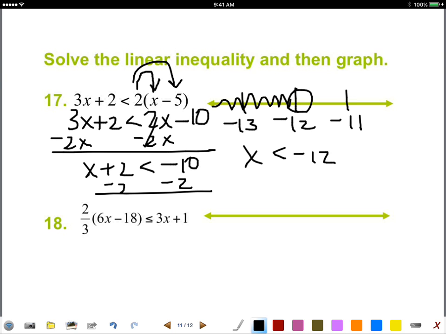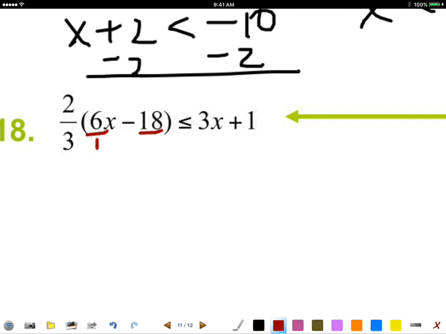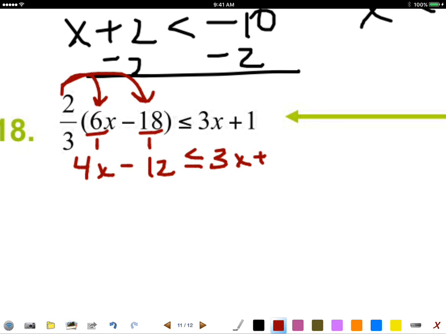All right, so look here. We're going to distribute this 2/3. Put a 1 underneath here. And we're going to do 2 times 6 and 3 times 1 on the bottom. So 2 times 6 is 12. 3 times 1 is 3. So 12 divided by 3 is 4x minus. And then distribute to the 18. 2 times 18 is 36. 3 times 1 is 3. 36 divided by 3 is 12. Bring down the sign, bring down this side.